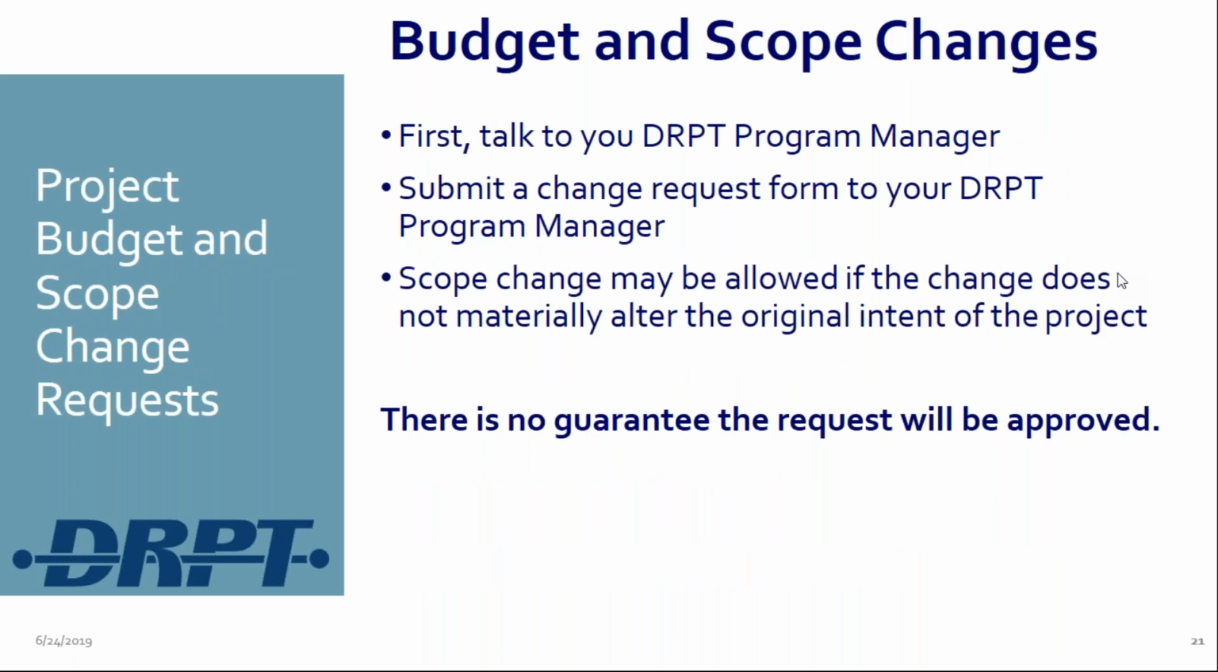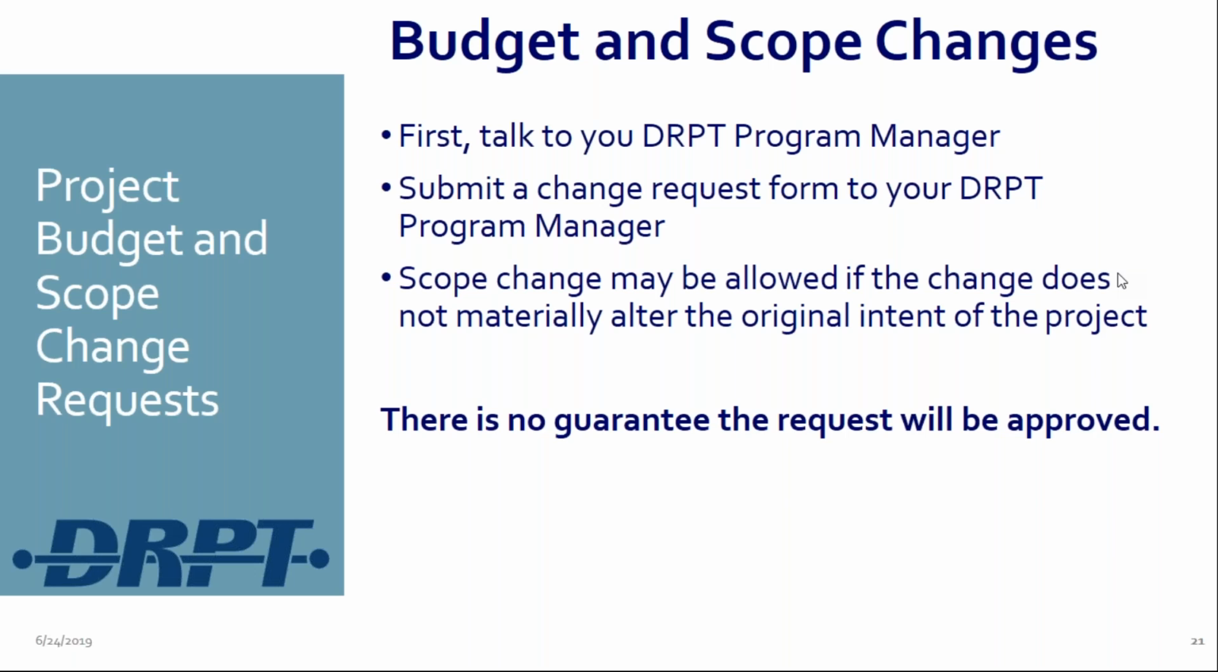So budget and scope changes. So DRPT also recognizes that grant recipients may sometimes wish or need to change the scope of a project after it has been awarded, or a recipient may need additional funding to complete a project. So budget and scope changes should be rare, but as with time extension requests, grant recipients should keep their program managers updated on the status of their projects and inform their program manager well in advance if it looks like a budget or scope change may be needed.